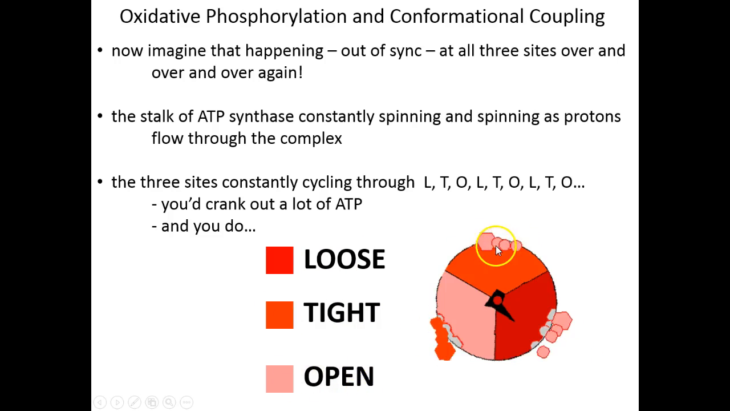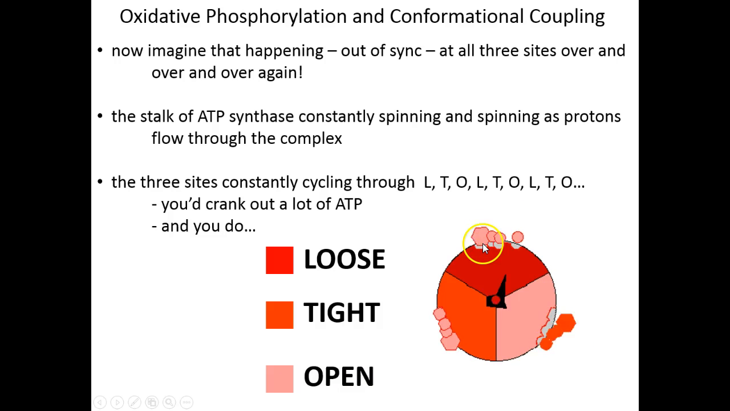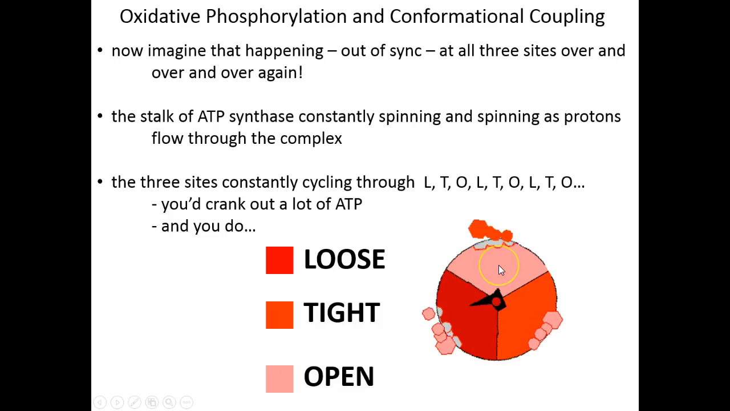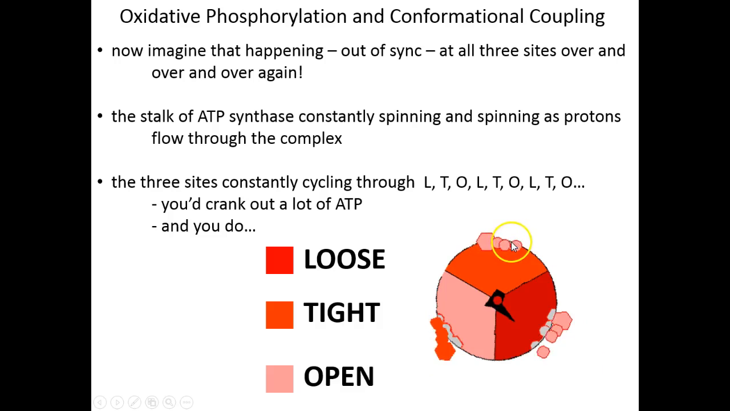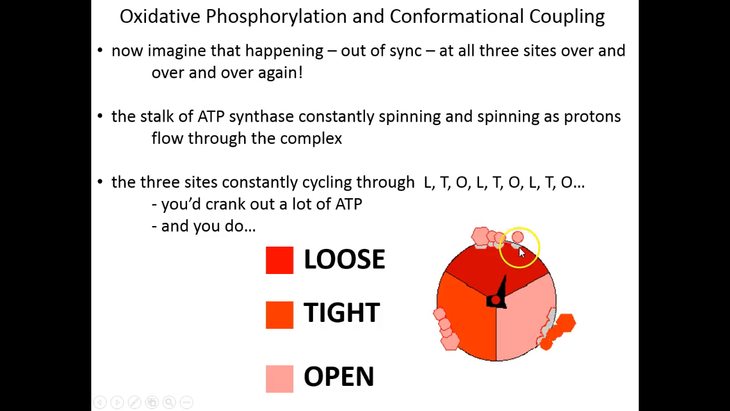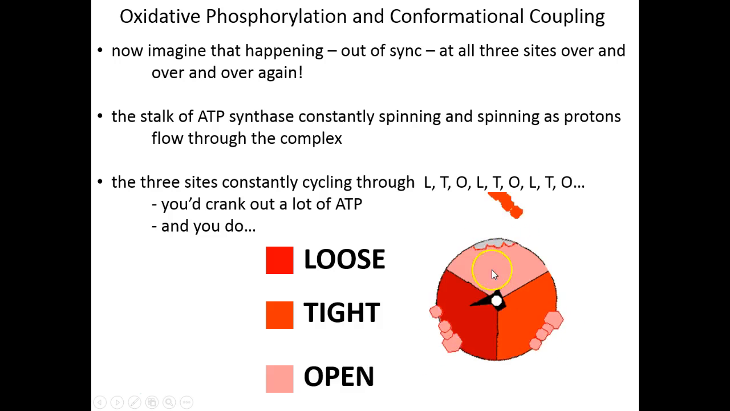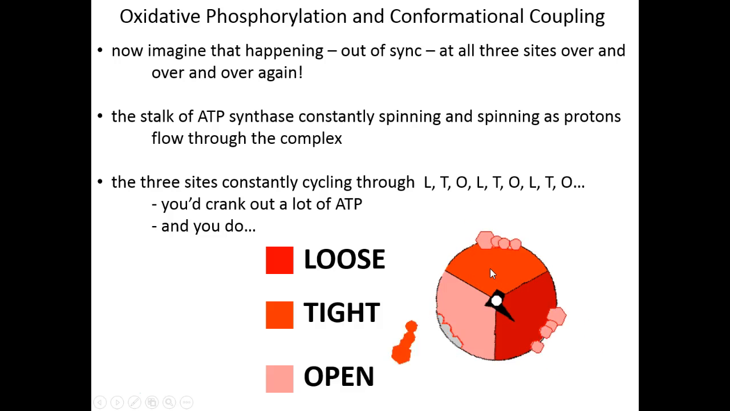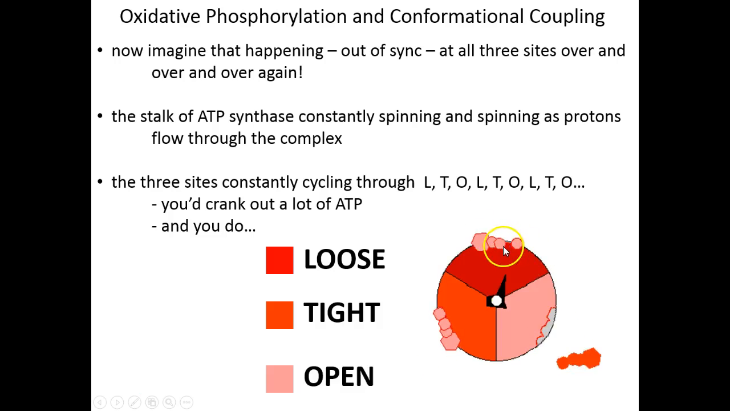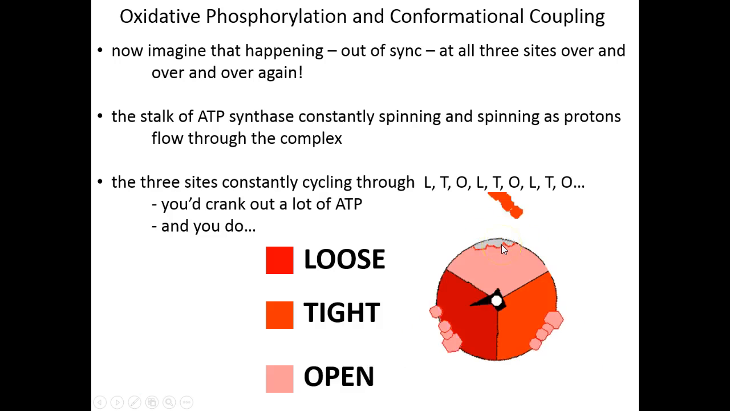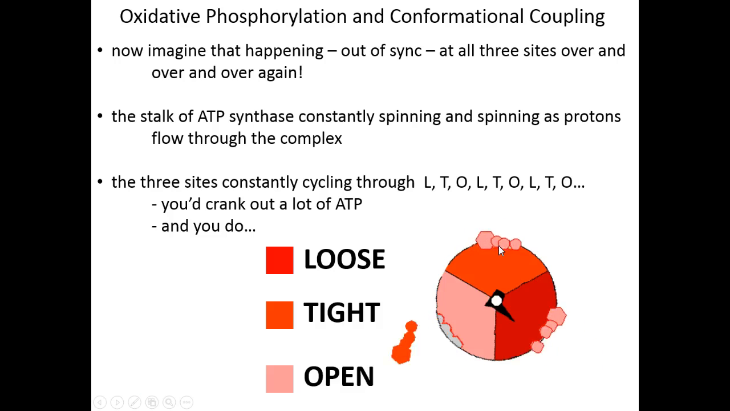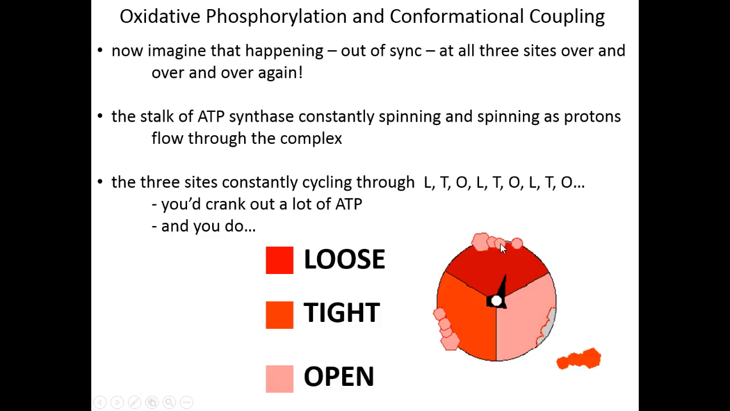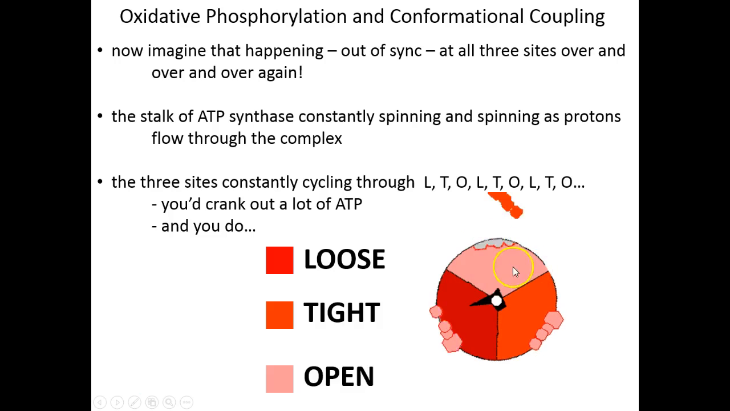So loose, what binds? Substrate, ADP and phosphate. As we move next to tight, what happens to that substrate? It's made into ATP. And as we cycle to pink open, we release that ATP into the mitochondria. So bind substrate, squeeze it together, release. Bind substrate, squeeze it together, and release. That's happening in this top subunit.